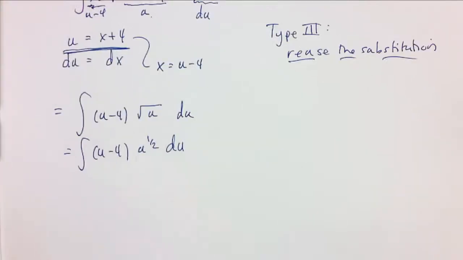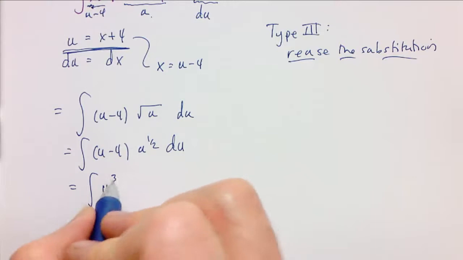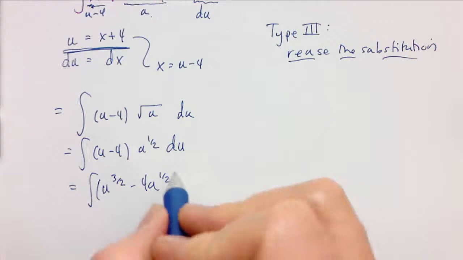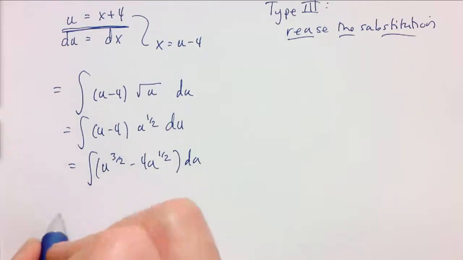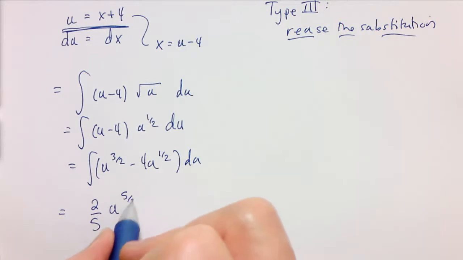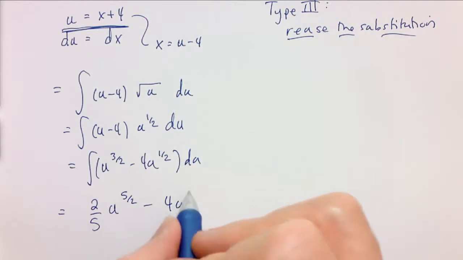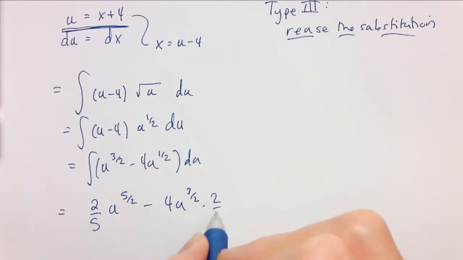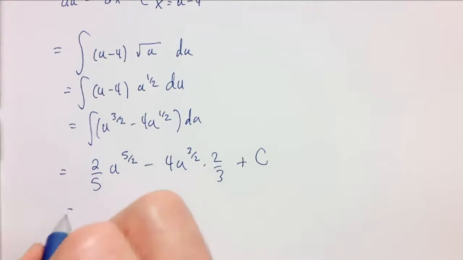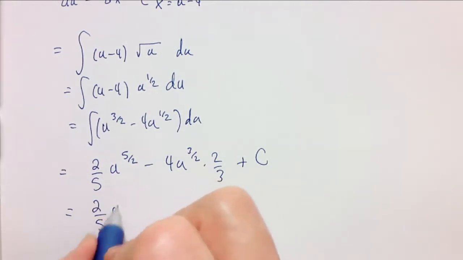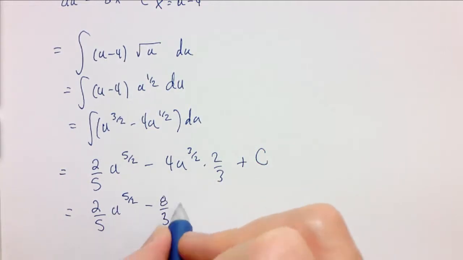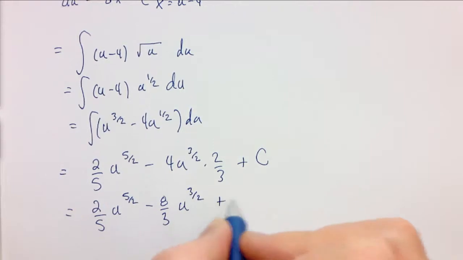Right? I can multiply this out and I get u to the 3/2 minus 4u to the 1/2 du. Take the antiderivative, add one to the exponent and divide, so I get 2/5 u to the 5/2 minus 4u to the 3/2 times 2/3 plus c. Let's clean up here a little bit and then we'll put our x's back. So 2/5 u to the 5/2 minus 8/3 u to the 3/2 plus c.